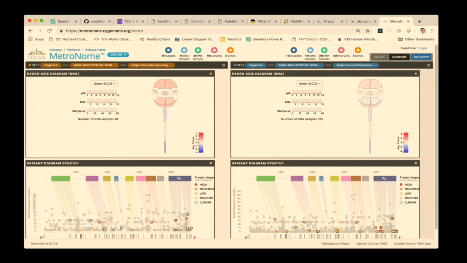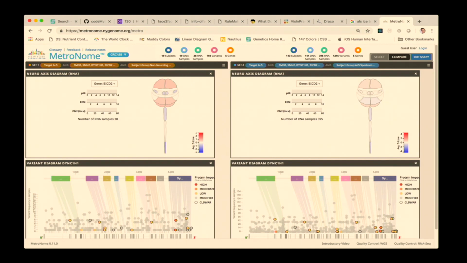So here's what this looks like now in the whole context of MetroNome. There's a lot going on here. We basically have two different queries. I don't know if you can still read that in the room, but basically I was selecting a bunch of genes here, so we're selecting a cohort of people that have mutations in those genes. And I filtered it by subject group and used the non-neurological controls over here. And then over on the blue side, we have ALS spectrum disease. So it's basically healthy people versus sick people.